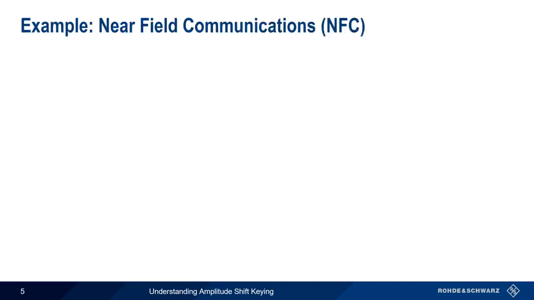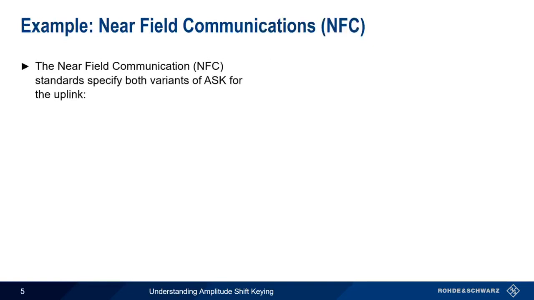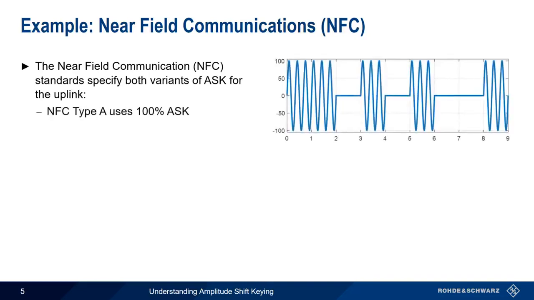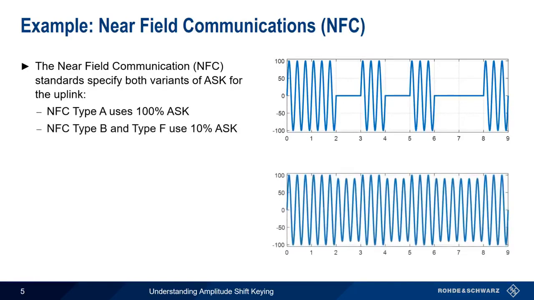One application that uses both types of amplitude shift keying is near-field communications. NFC specifies both variants for use in the uplink. NFC Type A uses on-off keying, or so-called 100% ASK, and NFC Types B and F use 10% ASK.